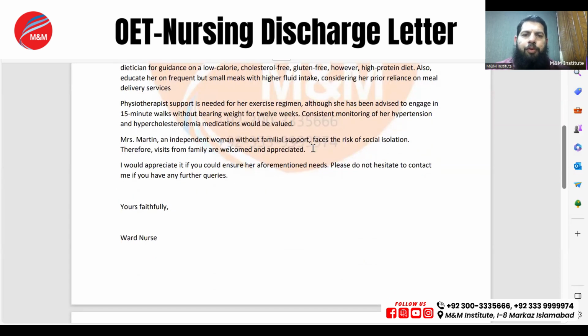Independent woman without family support faces the risk of social isolation. You just have to provide concise information. We have not written in detail how many family members there are. We just have written that she is an independent woman, meaning she is living alone and there is no family supporting her. That is sufficient information to provide. And then the social isolation point was covered over here.